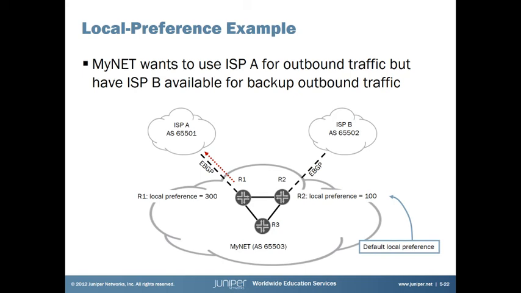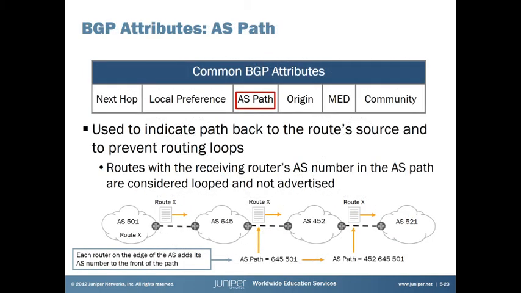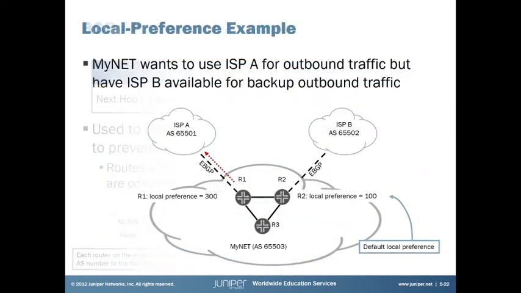Consequently, the other routers within that autonomous system will install the route towards R1 as the active route, and traffic will be routed via R1 to ISP A. Of course, if you lose connectivity to ISP A, then the other route becomes active. So the scenario here, let's go back and look at that. We've got two different ISPs, two different autonomous systems, and we're using local preference to influence which of those ISPs is used for outbound traffic out of our autonomous system.